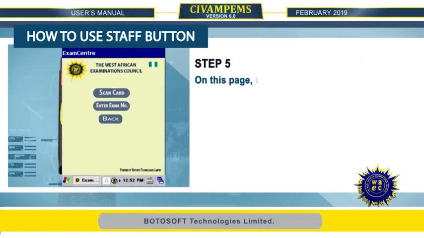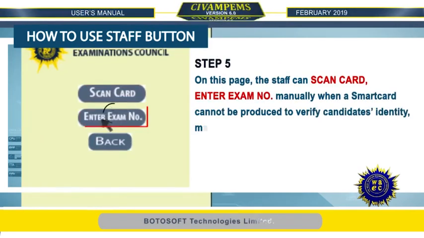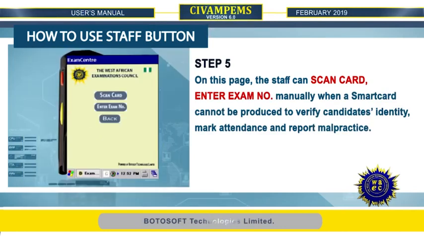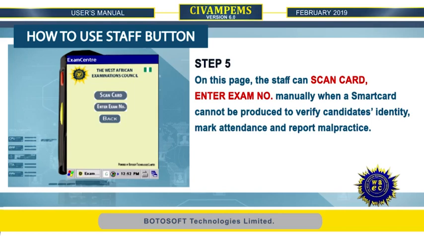Step 5. On this page, the staff can scan card, enter exam number manually when a smart card cannot be produced to verify candidate's identity, mark attendance, and report malpractice.